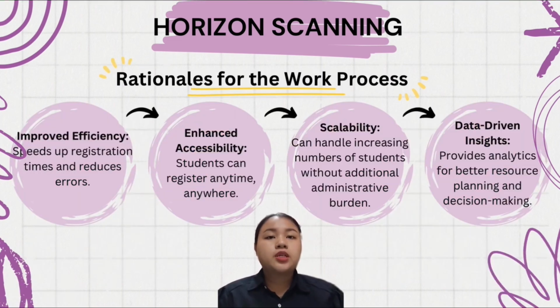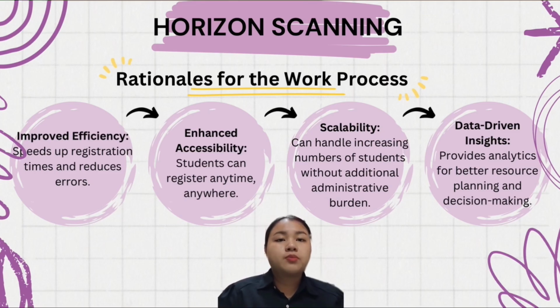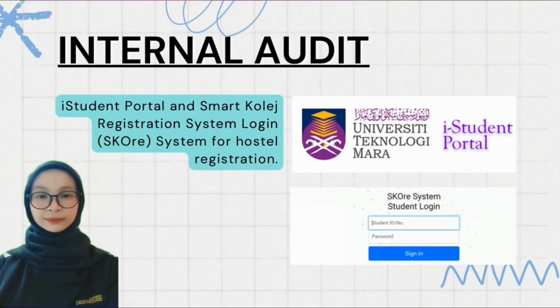Finally, let us consider the rationales behind transforming this work process. SKOre improves efficiency by speeding up registration times and reducing errors. It enhances accessibility, allowing students to register anytime, anywhere. The system's scalability ensures it can handle more students without increasing administrative burden. Additionally, SKOre provides valuable data insights for better decision-making and resource allocation. These factors make transforming the registration process a strategic priority for UiTM.